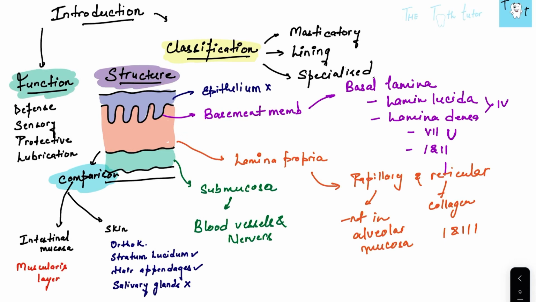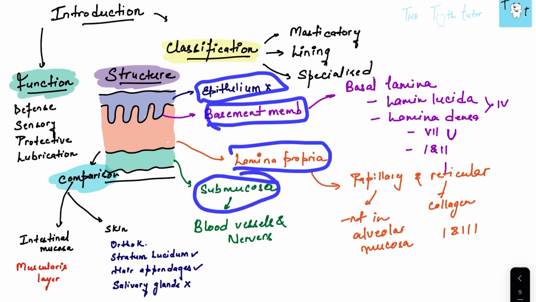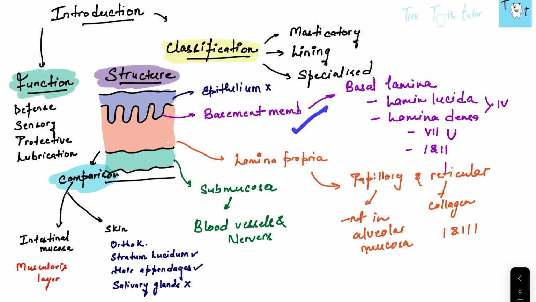Hi everyone. In the previous lecture we studied the structure of the oral mucosa and saw that it has these layers: the epithelium, the basement membrane, the lamina propria and the submucosa. We studied the basement membrane, lamina propria and submucosa in somewhat detail, whatever was required. Now in today's lecture we'll cover the structure of the oral epithelium. This layer we'll study in detail today.